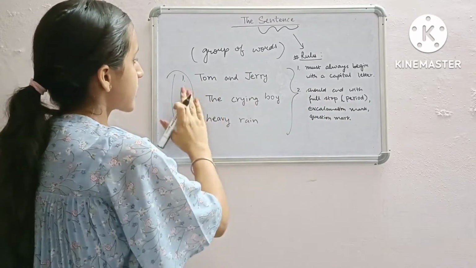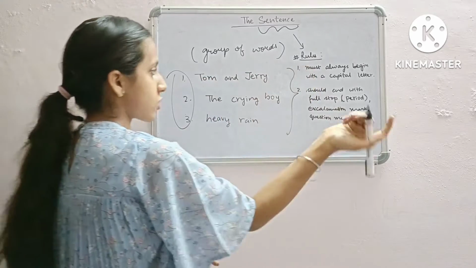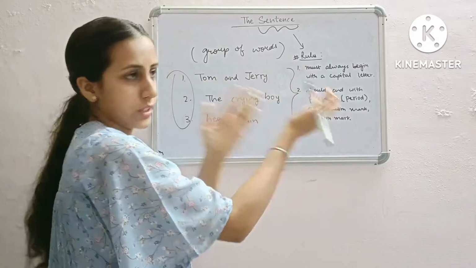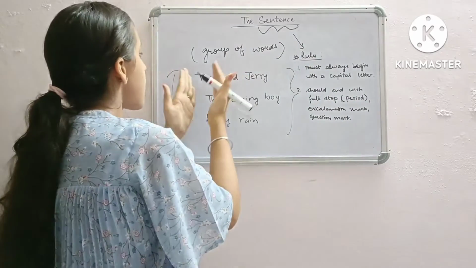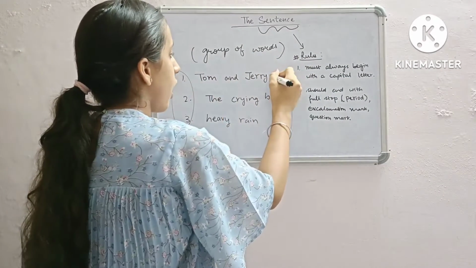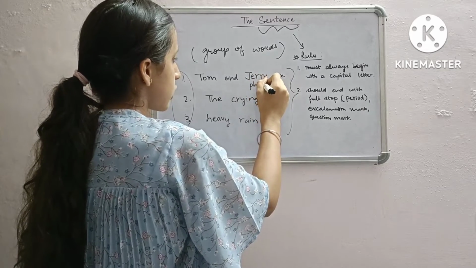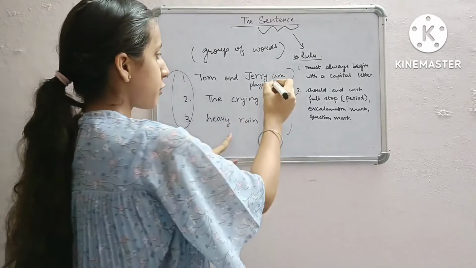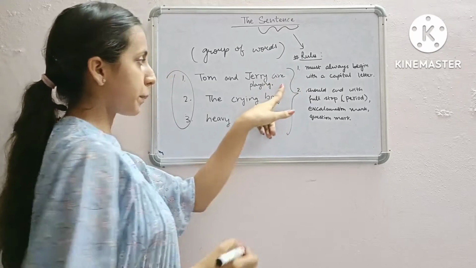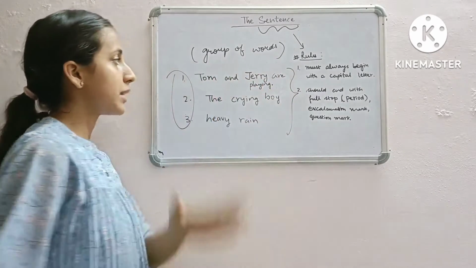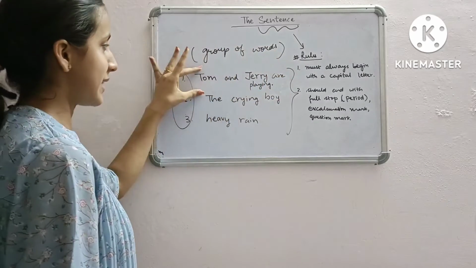What will I write? Tom and Jerry. It's just a group of words. One is Tom, two is and, and three is Jerry. So let's complete the sentence. Tom and Jerry are playing. When I write this, I put a full stop or a period at the end. That means this becomes a complete sentence.